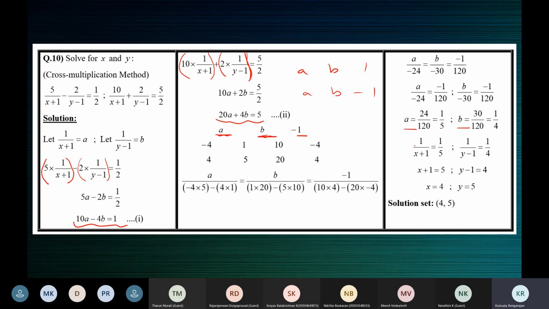But what is a? 1 by x plus 1, that is 1 by 5. So on cross multiplying, we get x plus 1 is equal to 5, or x is equal to 5 minus 1, 4. Similarly here, b is equal to 1 by 4. What is b? 1 by y minus 1. 1 by y minus 1 is 1 by 4. Cross multiplying, y minus 1 is 4, y is equal to 4 plus 1, 5. So the values of x and y are 4 and 5.